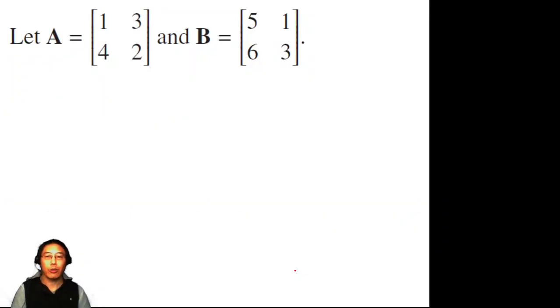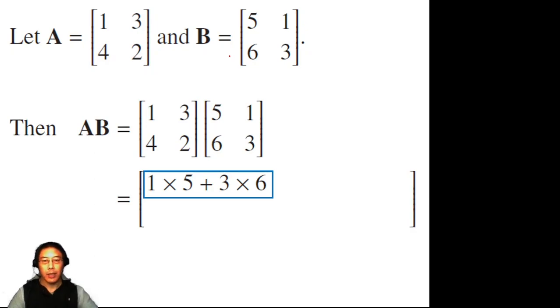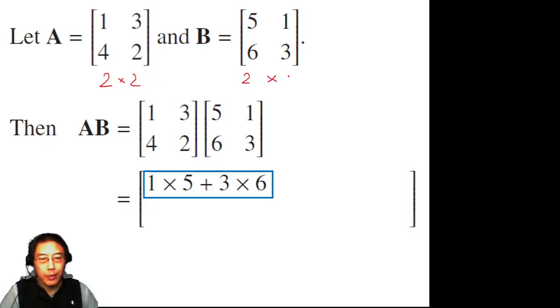Okay, let's look at the product. So we have a matrix A, matrix B. We want to do the product A times B. This is a 2 by 2. That's a 2 by 2. That's a common size, which is fine. But the answer matrix is going to be a 2 by 2 coming from the 2 and the 2 here. So it's a 2 by 2.